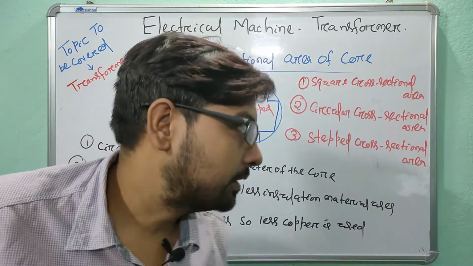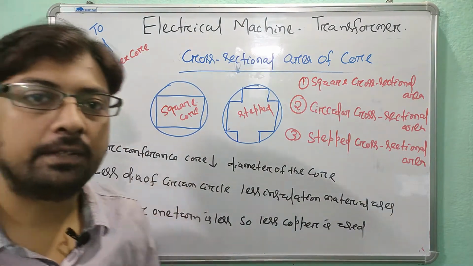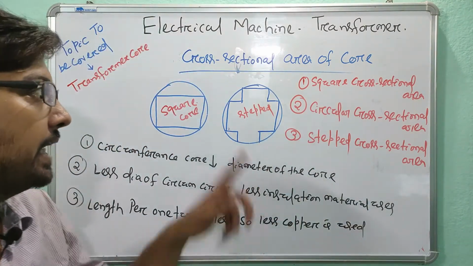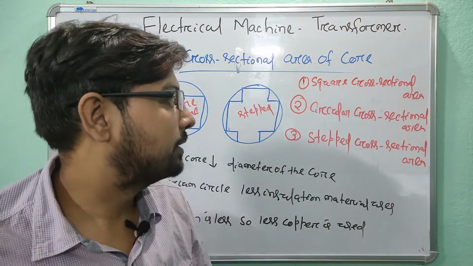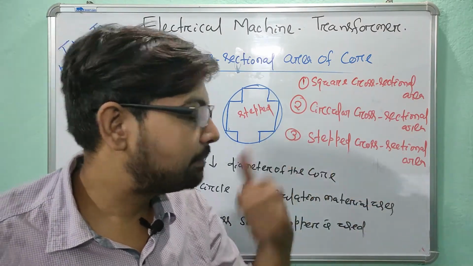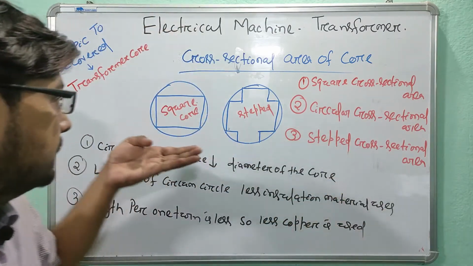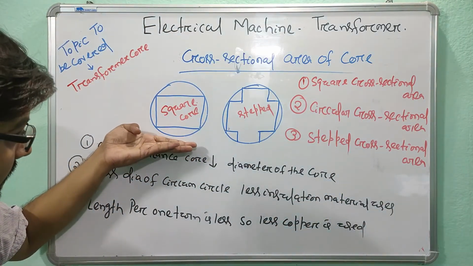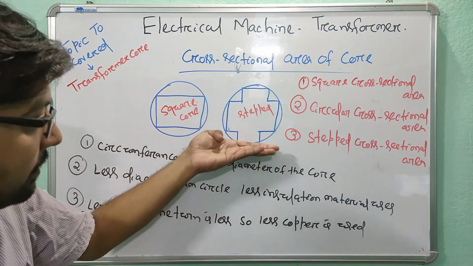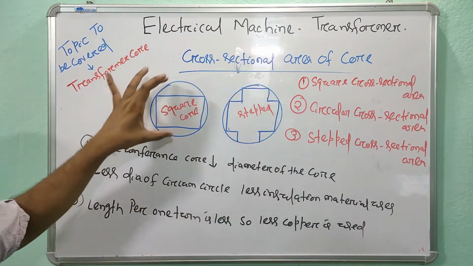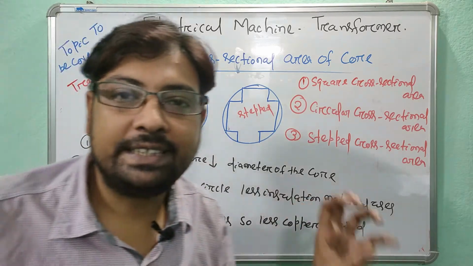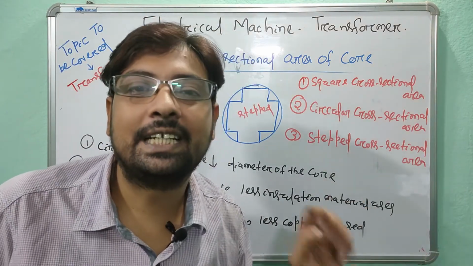Okay, next we will discuss the cross-sectional area of the core. There are three types of cross-sectional area. One is square cross-sectional area, number two is circular cross-sectional area, and number three is stepped cross-sectional area. So this is the figure of the square cross-sectional area, and this is the stepped cross-sectional area of the core. Now, for these two, stepped and square, always in transformers, stepped cross-sectional area is used.